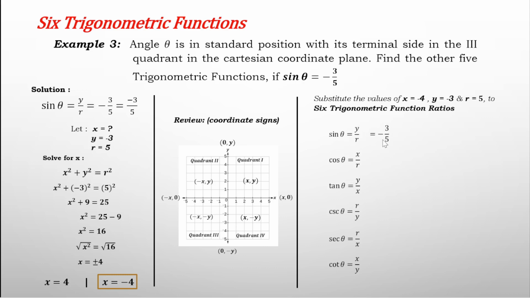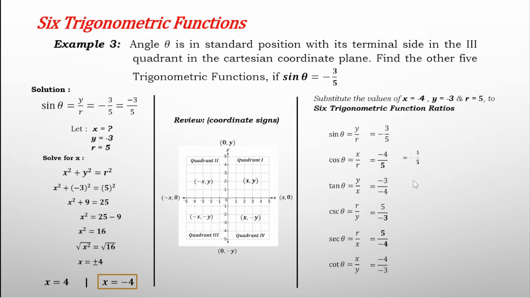Sine theta is given as negative 3/5. For the cosine, x is negative 4, r is 5. For the tangent theta, substitute the value for the y and the x. Y is negative 3 and x is negative 4. For the cosecant theta, r over y. Substitute the value for the r, which is 5, and y is equal to negative 3. For the secant theta, r is 5, x is equal to negative 4. And for the cotangent theta, x is negative 4, y is negative 3.